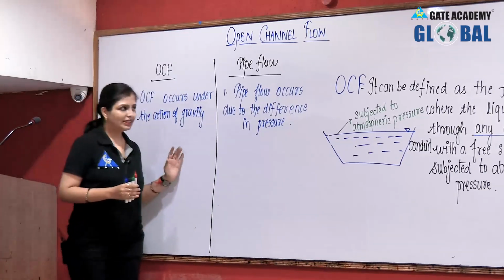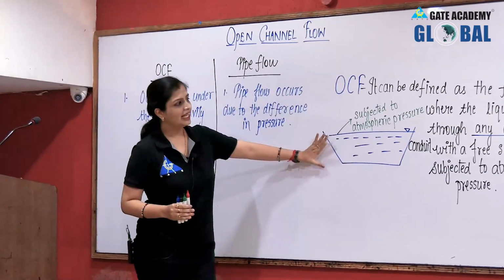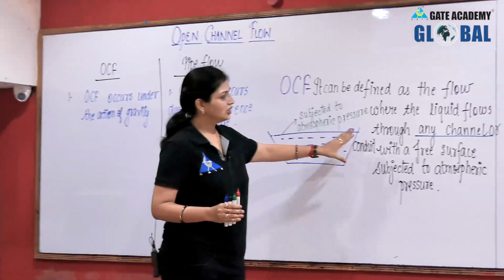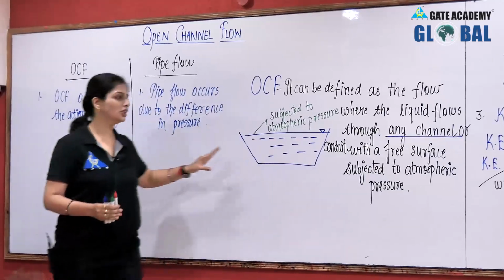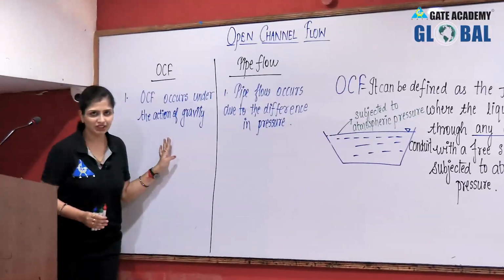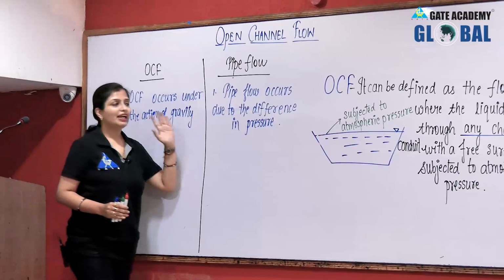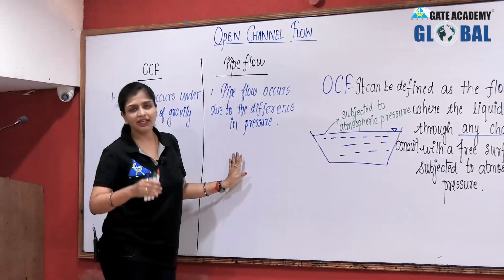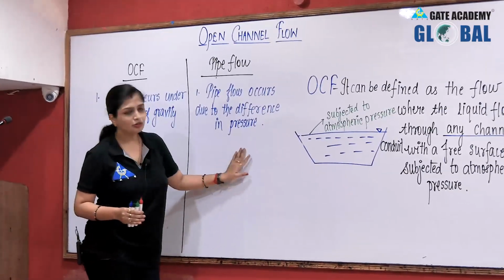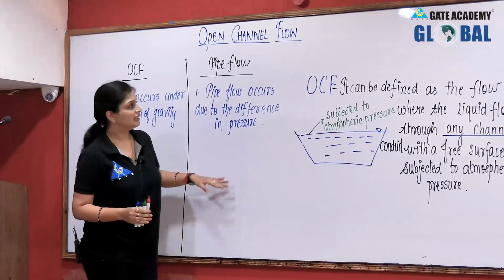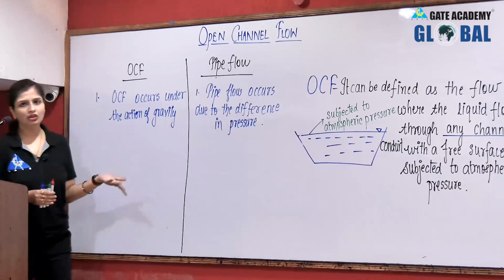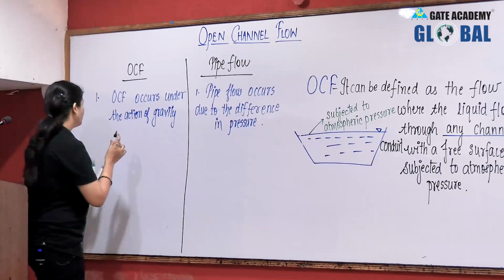Second point is the same which is being defined. If the liquid flows through any channel with a free surface subjected to atmospheric pressure, then it is the case of open channel flow. While if the flow occurs in a conduit without being subjected to any atmospheric pressure, then it will be the case of your pipe flow. So simply you can write it.